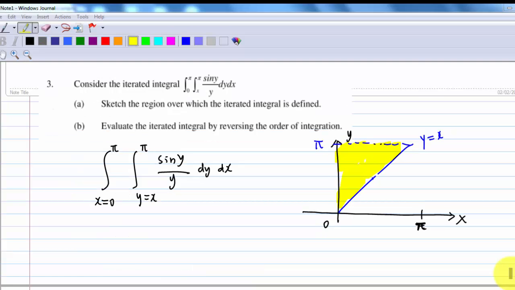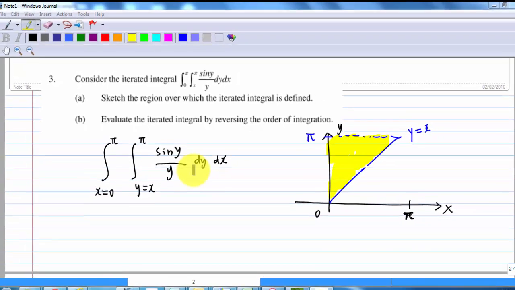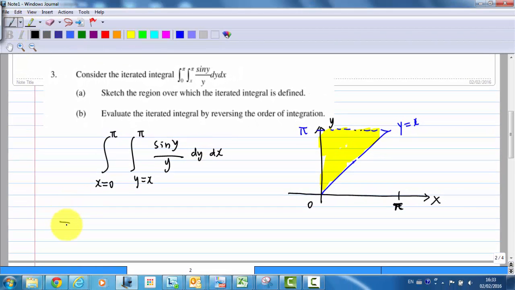We are now going to evaluate the iterated integral by reversing the order of integration. This is because when we try to do the integration, we find that we cannot integrate sine y over y with respect to y. Therefore, we have to reverse the order of integration. That means that we are going to integrate sine y over y with respect to x and then y. Because of this reversal, we have to change the limit.